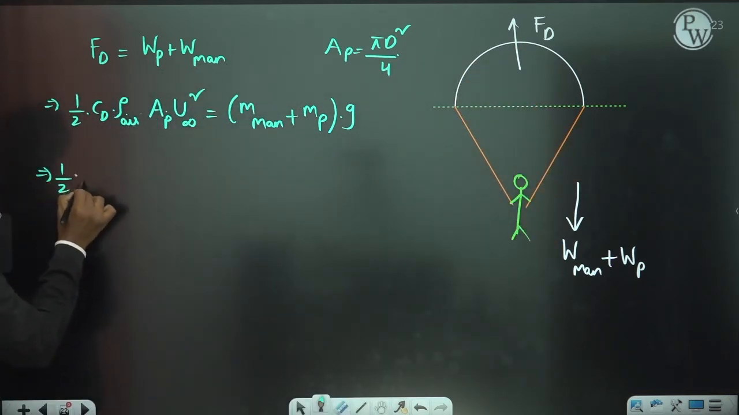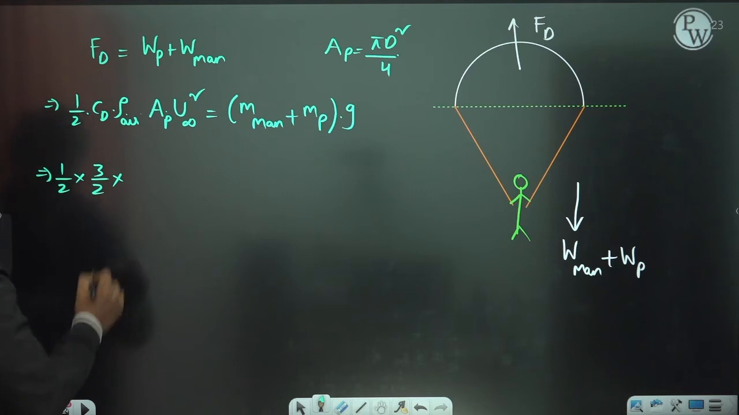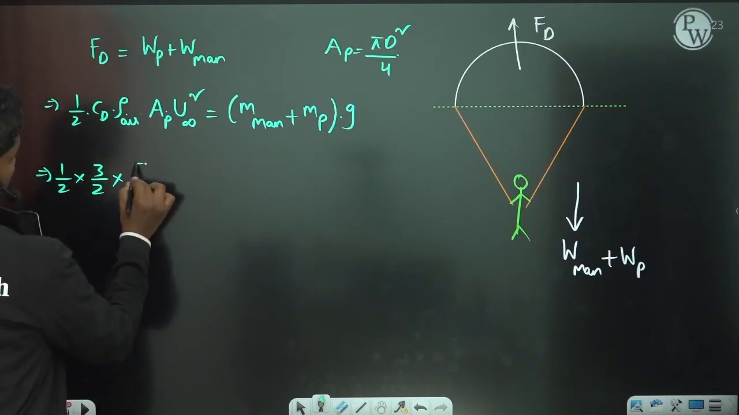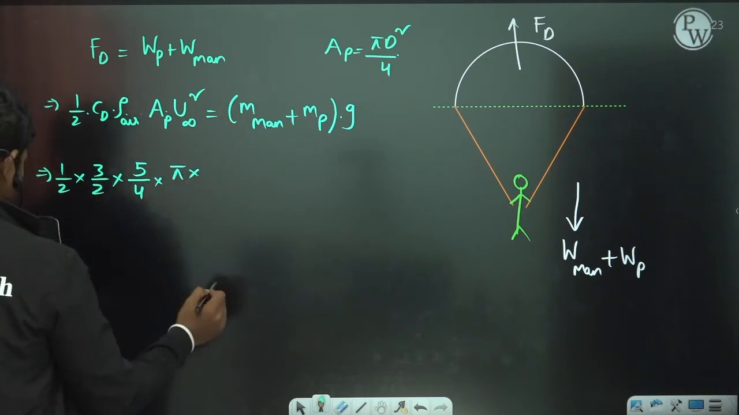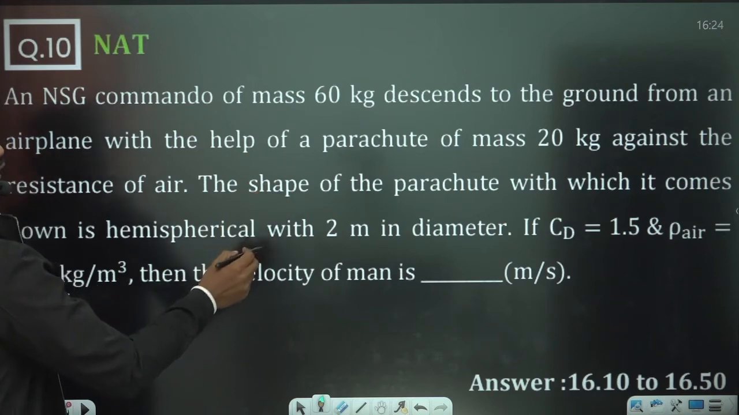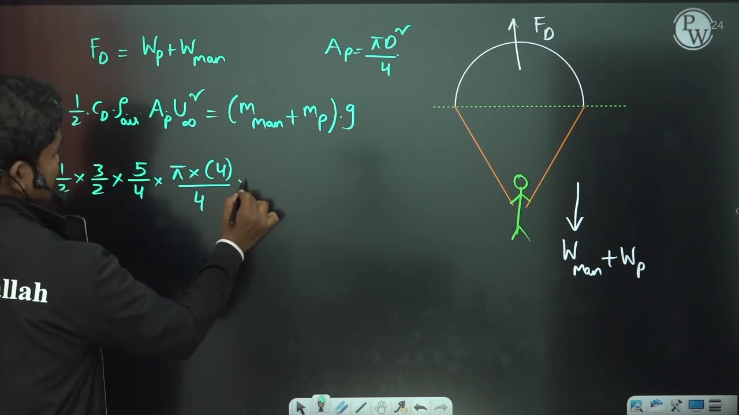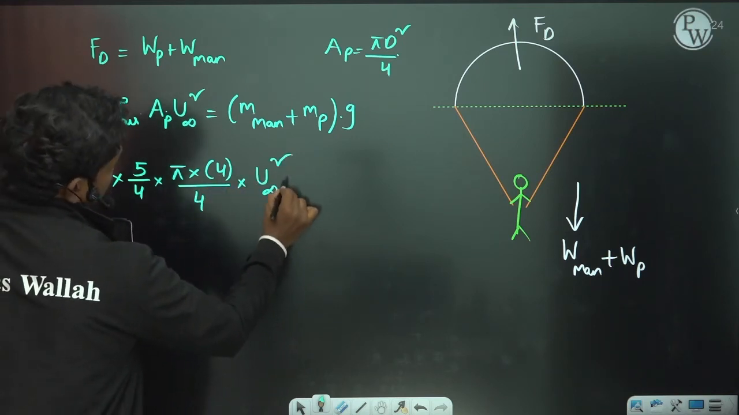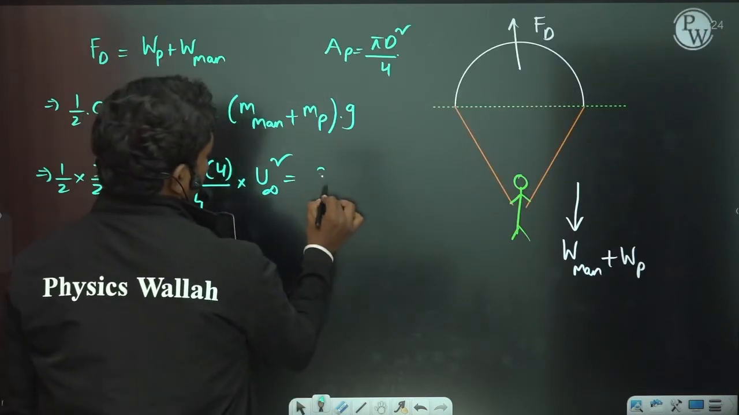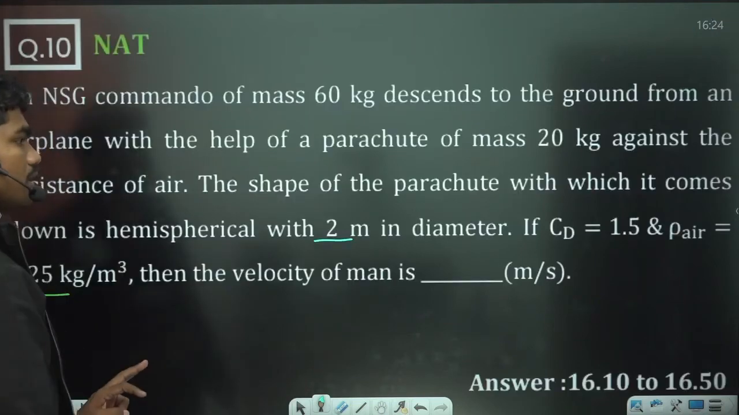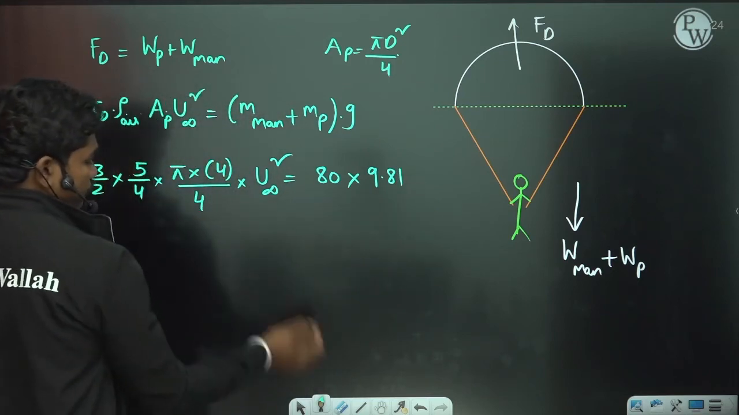Half into CD, the drag coefficient they have given you directly as 1.5, so let us write 3 by 2. Density of air 1.25, let us write 5 by 4. Projected area pi d square by 4, where the diameter of the parachute is 2 meters, into U infinity square, which is not known to you, is equal to the mass of the man, a 60 kg commando, and the parachute 20 kg, so total 80 kg, into gravity. Nothing is given about gravity, so let us take 9.81. From this you need to calculate an expression for U infinity.